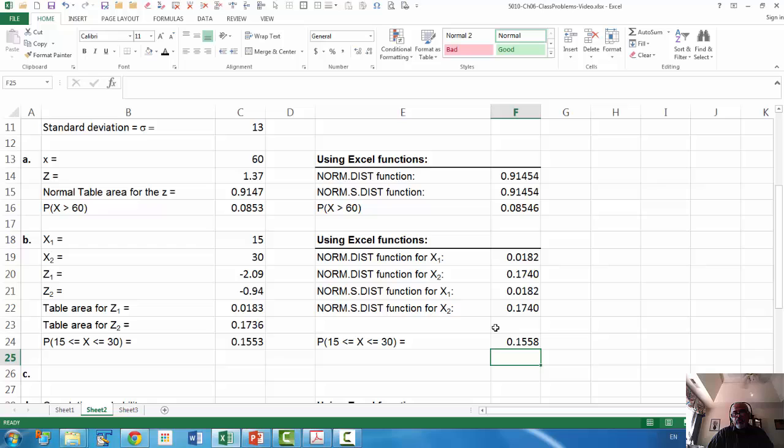See, this one is more accurate. Excel is more accurate because here you needed to do some rounding. So Z is not exactly 2.09 and 0.94. This is rounded. So that's the reason why there will be a small difference. Our Excel answers are more accurate.